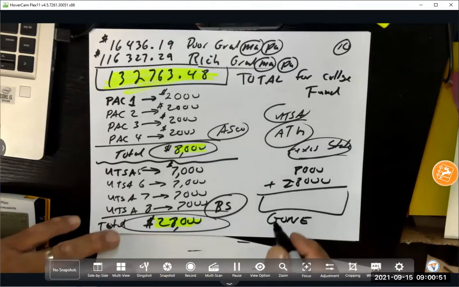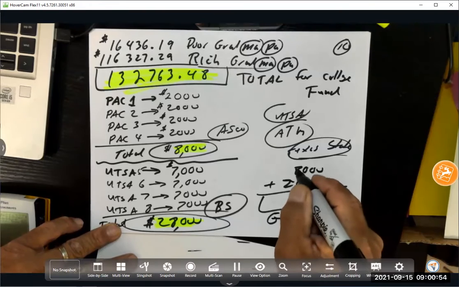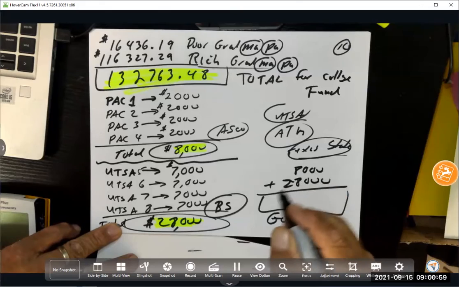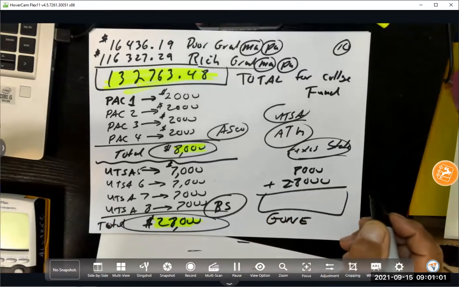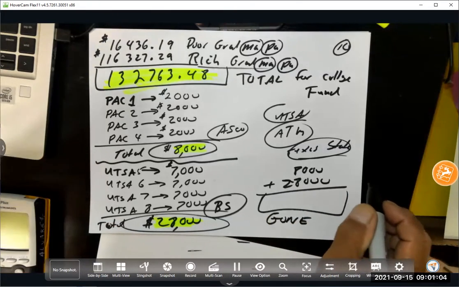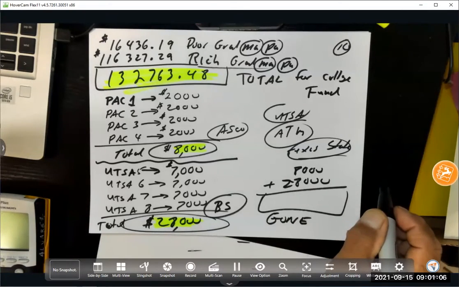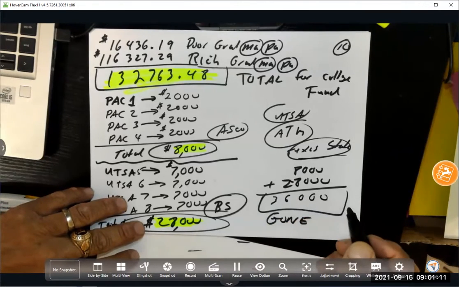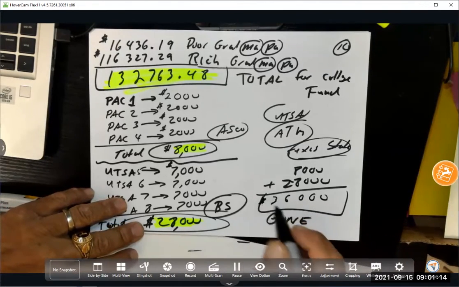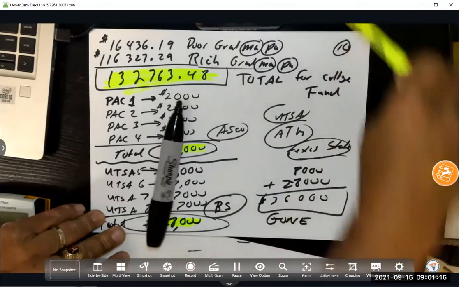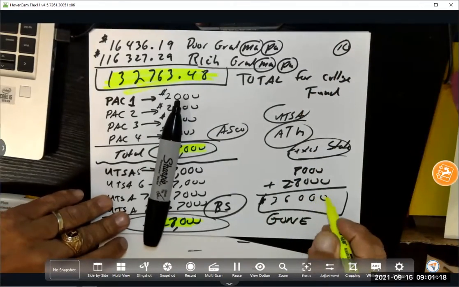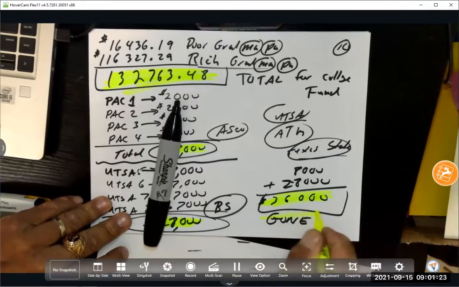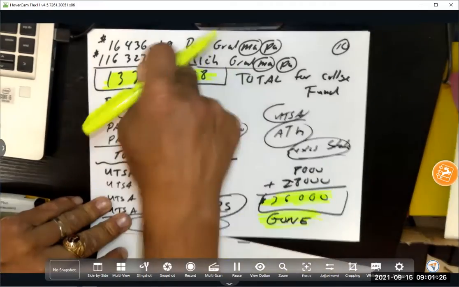Let's see here now. $8,000 plus $28,000. It's 36,000. Yes, $36,000. So this is gone. All this money has been taken out of your account. It's out of there, man. It's gone.